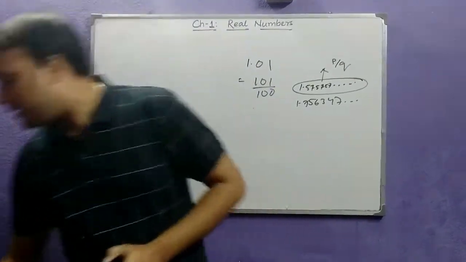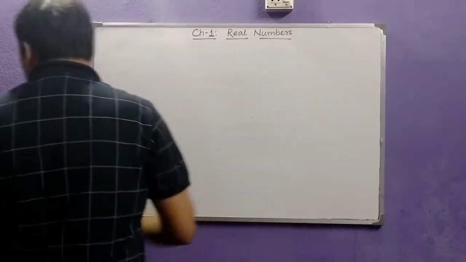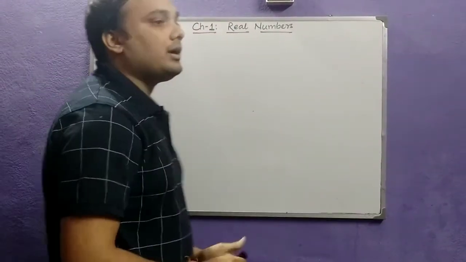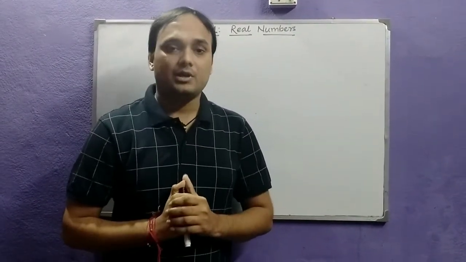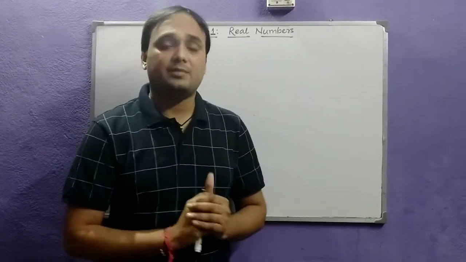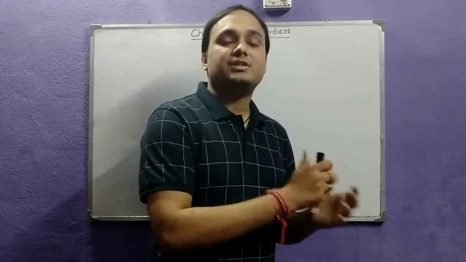Now let's come to the main topic for today, which is chapter 1, Real Numbers. In today's video, I will be explaining two most important topics for this chapter. Those topics are Euclid's division algorithm and Euclid's division lemma. In fact, it would not be wrong to say that both of these things are correlated with each other.